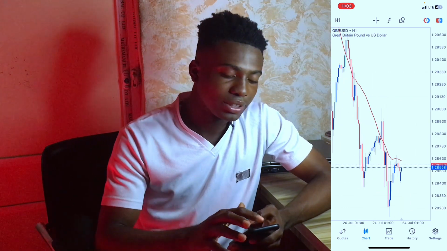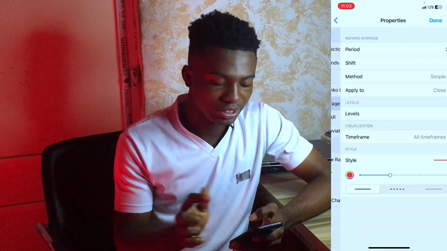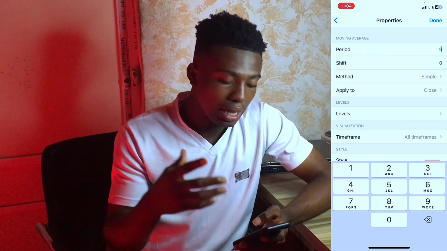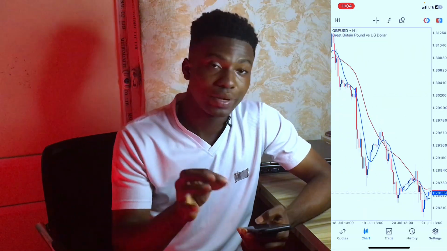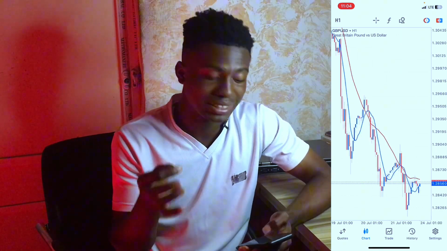Once you've already done this, go and hit the indicator section again. Go to the moving averages, change the period to 9. The shift should be 0. Method should be simple. Apply to close. Now we have two moving averages right here. We have the red moving average, which is the 25 moving average, and the blue moving average, which is the 9 moving average.